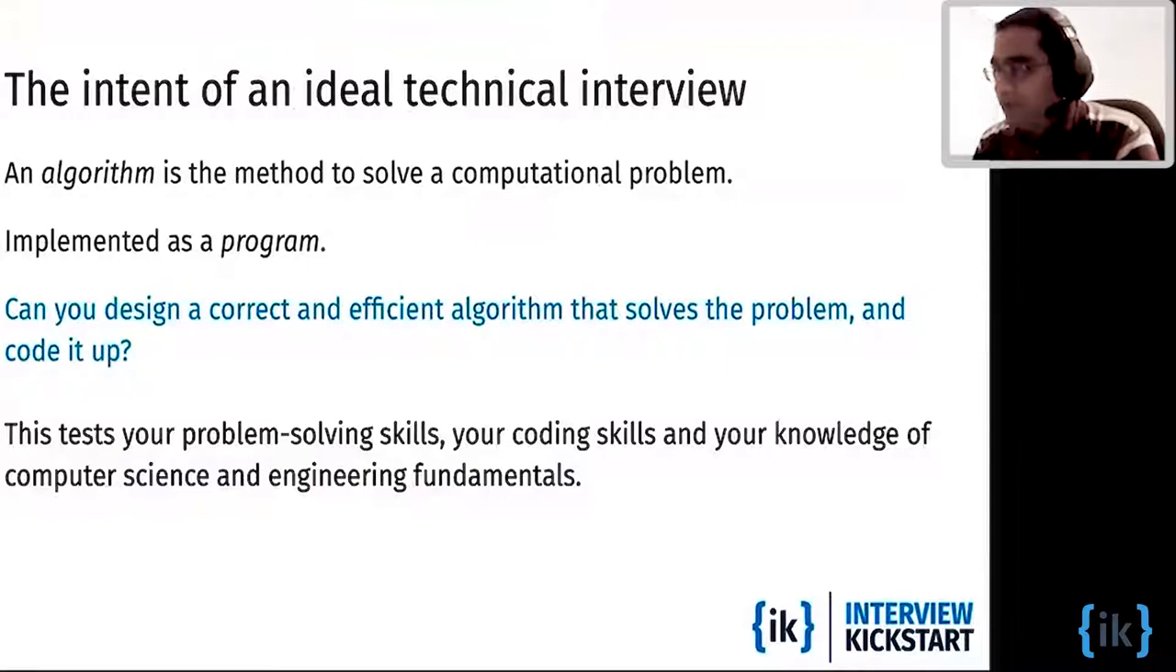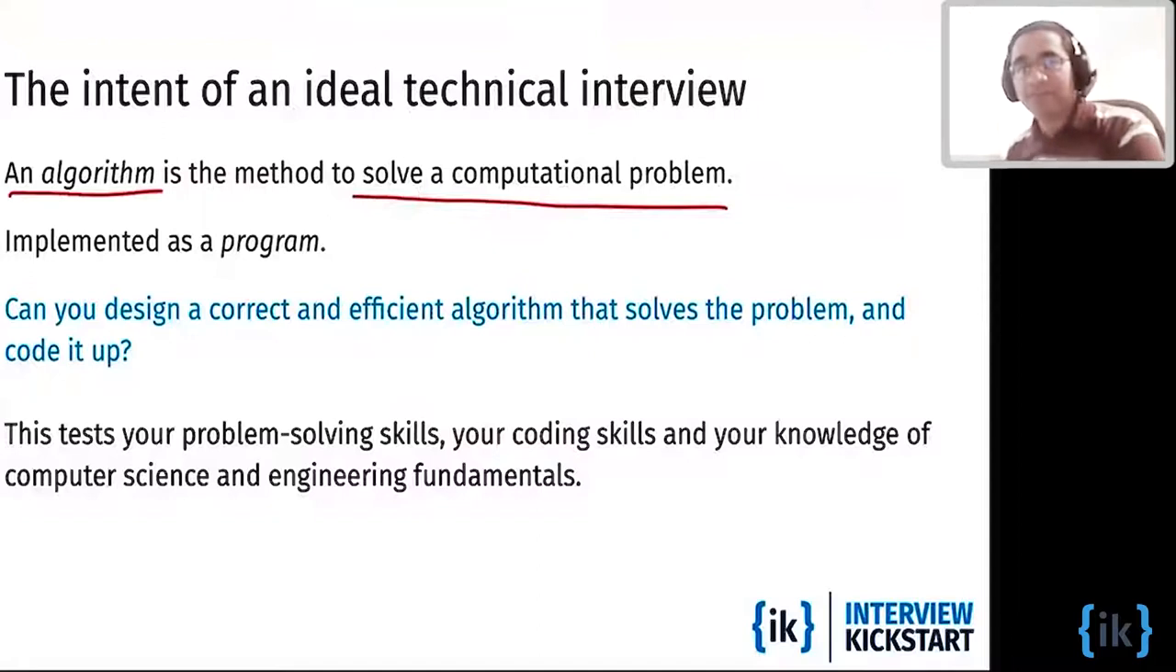So why are problem solving strategies equivalent to algorithm design strategies? Because the solution to a computational problem is really an algorithm. An algorithm is a method that solves the given computational problem. And the intent of an ideal technical interview is to see how well you can design an algorithm. So when they're testing problem solving, they're really testing how well you can design an algorithm.